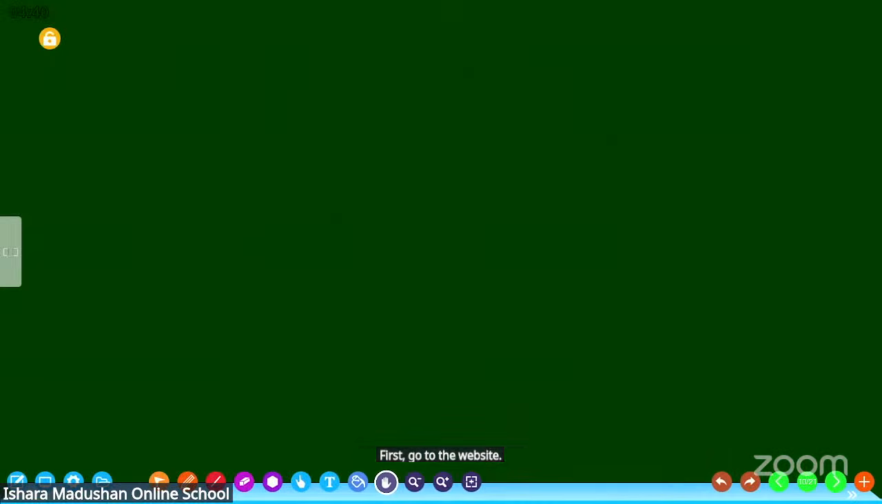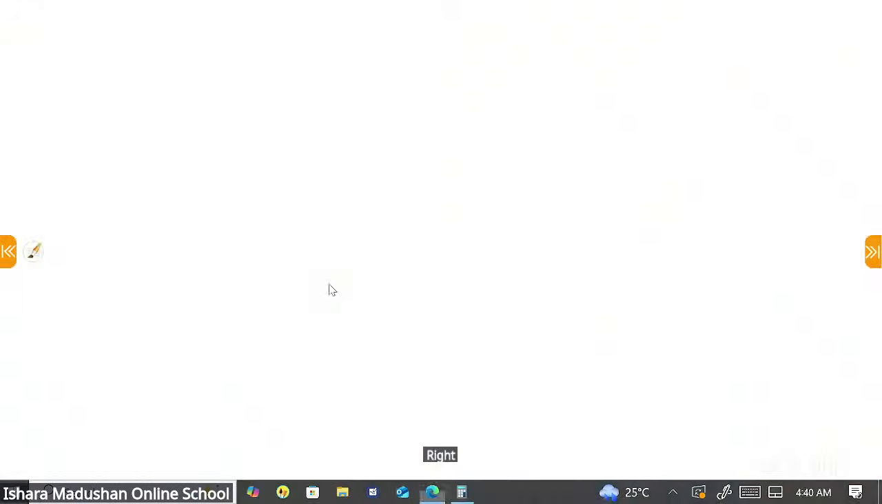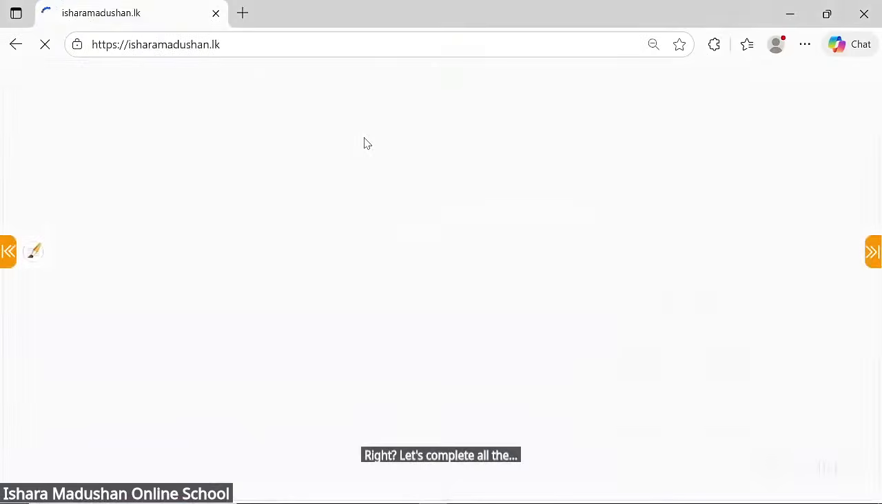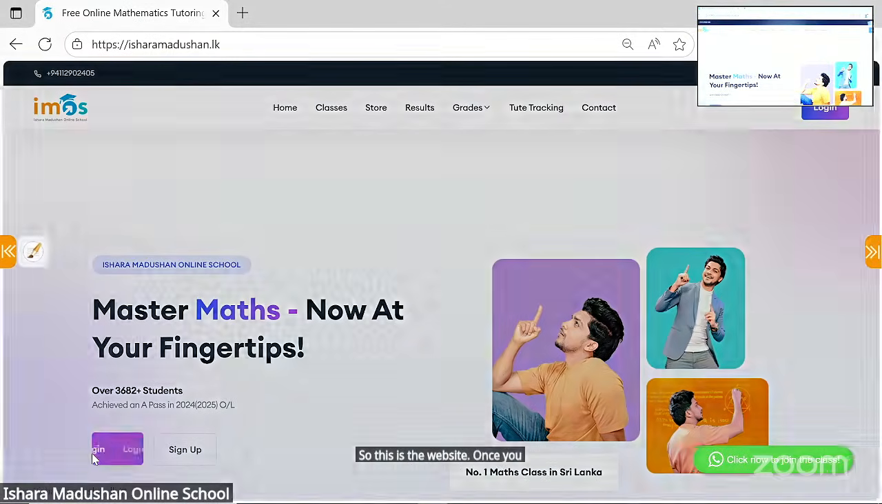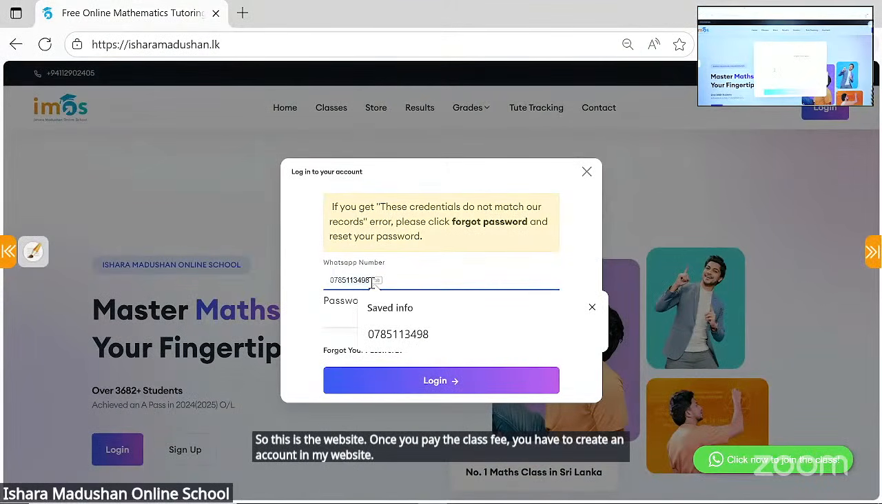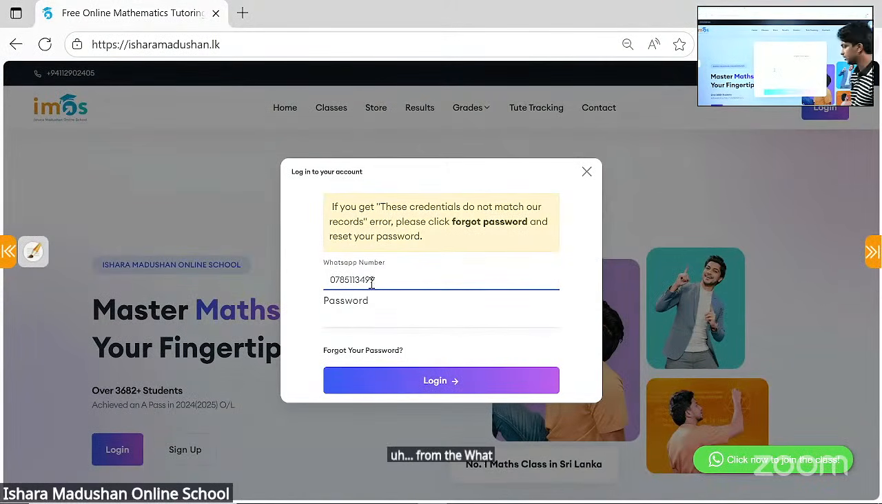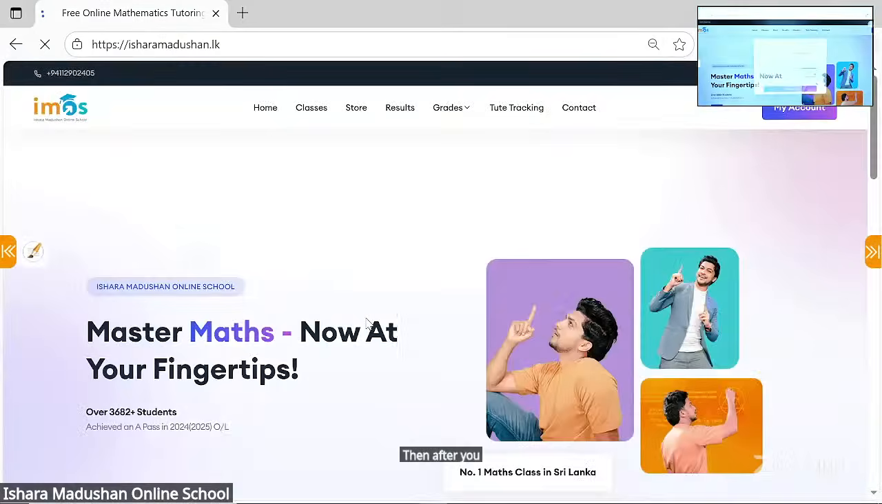First go to the website. Let me show the website for the new students, right? Let's complete all the things and come back to the paper. So this is the website. Once you pay the class fee, you have to create an account on my website from the WhatsApp number that you have sent us the receipt from. Then after you log in, right? Let me show this.